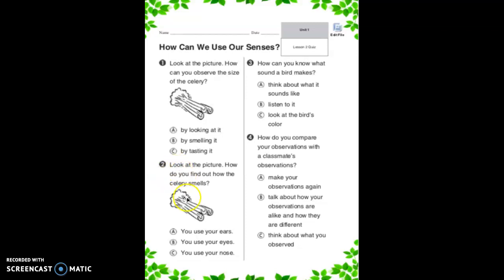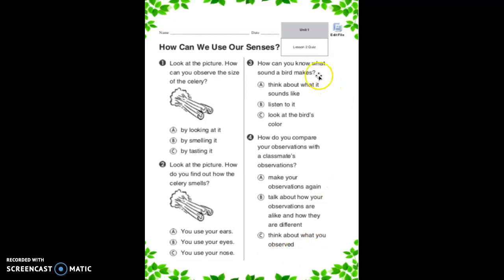Number 2, look at this picture of the celery. How do you find out how the celery smells? Would you A, use your ears, B, use your eyes, or C, use your nose? When you look at this picture, how do you find out how the celery smells? A, use your ears, B, use your eyes, or C, use your nose? Go ahead and bubble in your answer.